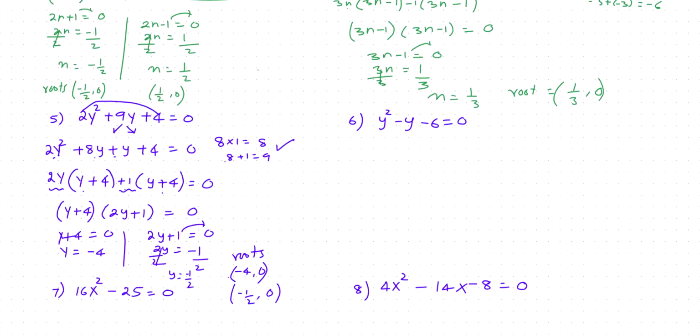The next question, y square minus y minus 6. Here the coefficient is 1, so straight away we can put 2 brackets. Multiples of 6, by adding, you should get negative 1. So 3 times 2 is 6. We want negative 6, so the numbers should be negative 3 and 2. Check again and see. If you multiply, you get negative 6. If you add them, negative 3 plus 2, we get negative 1.